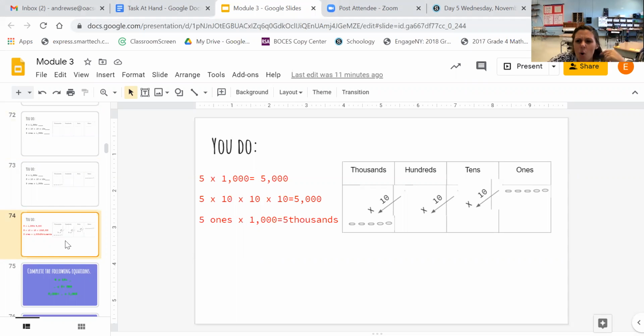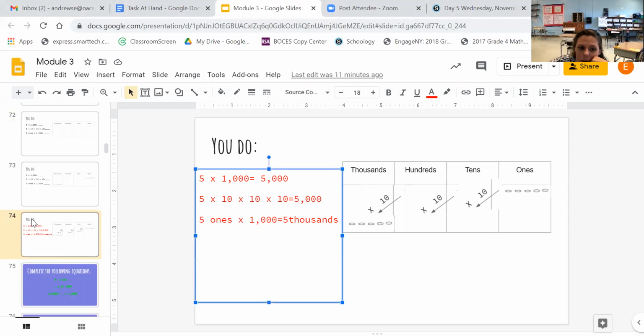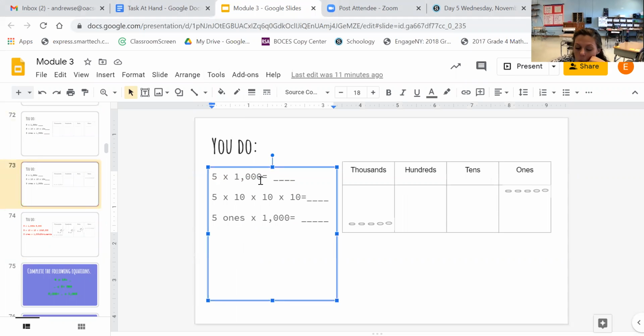I want you to think about, what if I was multiplying this number 5 by 100? If I was multiplying it by 100, that would mean I'm moving 10 times 10. It would mean I was moving 2 place values, because 10 times 10 is 100. So I would move 2 place values, okay? So I just want you to think about those different patterns of 10.